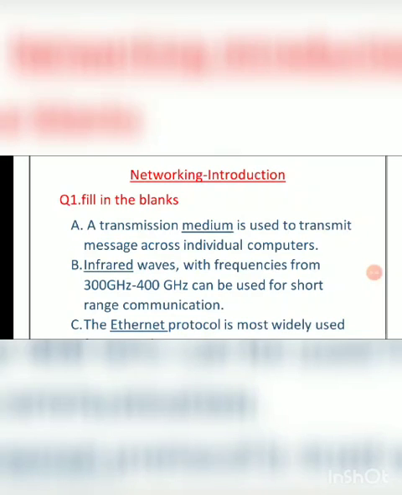Second one, infrared waves with frequencies from 300 GHz to 400 GHz can be used for short range communication, and the answer will be infrared waves. So infrared waves will be the example of an unbounded, unguided or wireless network system. Here the data will be transmitted from one device to another device by using these infrared waves through the air.